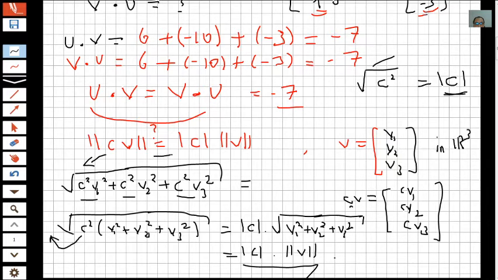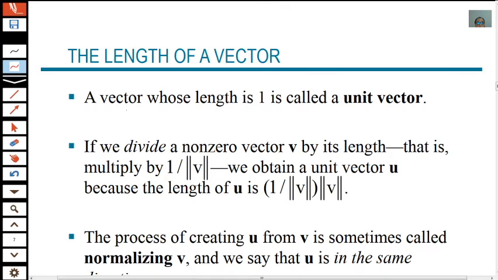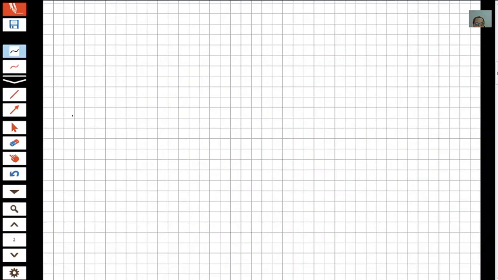Okay, this is the proof of this equality. Directly it follows from the definition. And a vector whose length is equal to 1 is called a unit vector. Let's do an example about that also. If the norm of the vector v is equal to 1, we say v is a unit vector.